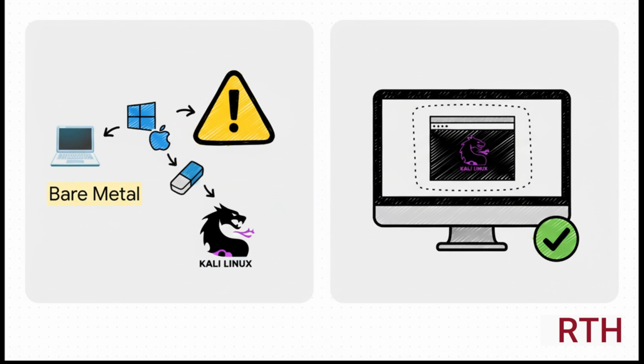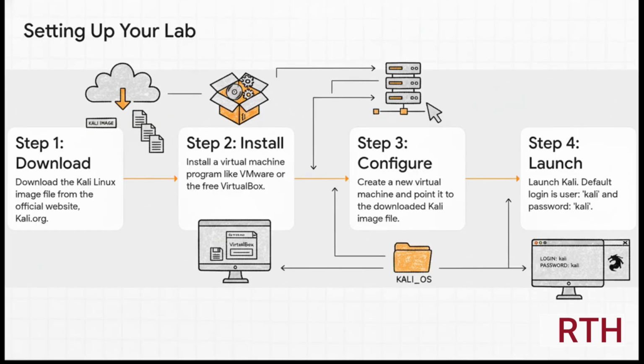The way to go for sure is a virtual machine, or VM. It's exactly what it sounds like. You're running a virtual computer right inside a window on your current OS. It's a perfect isolated sandbox. And getting this lab set up is actually super easy. It's just a few steps. First, you'll go to the official Kali.org site and download what's called an image file. Then, you'll install a free program to run it. Something like VMware or VirtualBox works great. You just tell that program where the file is, click a button, and boom, you've got a fully working Kali Linux system running in a window.